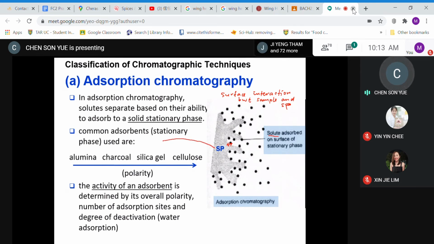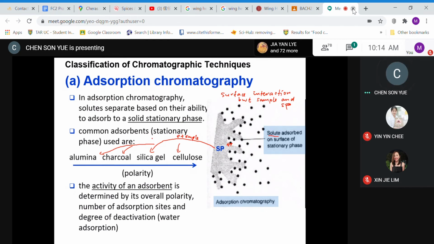For example, we have the silica gel, we have alumina, we have charcoal or cellulose. These are the examples of the solid phase. So this is about surface interaction.